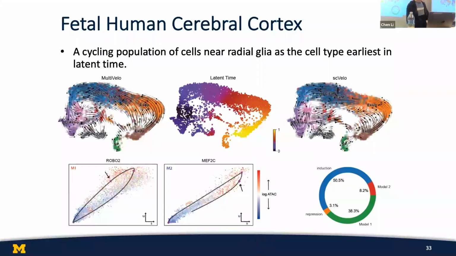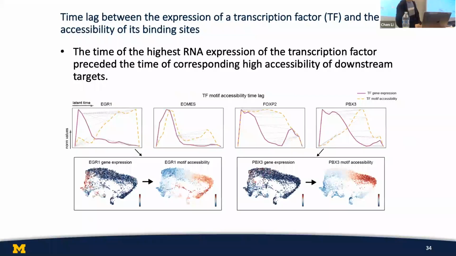Then MAC2C is a model 2 gene where the coding accessibility follows the highest unspliced expression. And then similarly, the cell type distribution is plotted. For this data set, we did a more extensive analysis using the latent time inferred from MultiVelo.